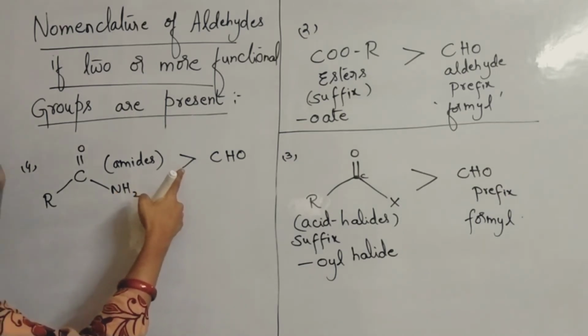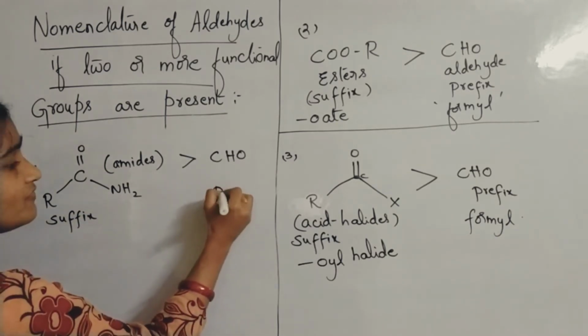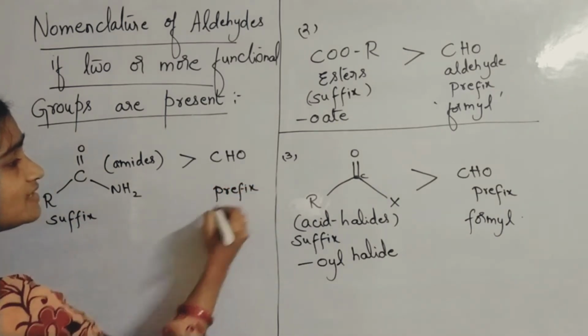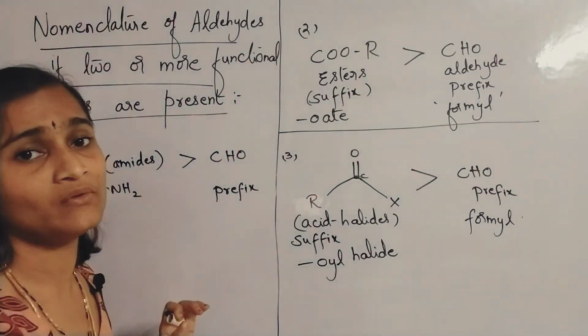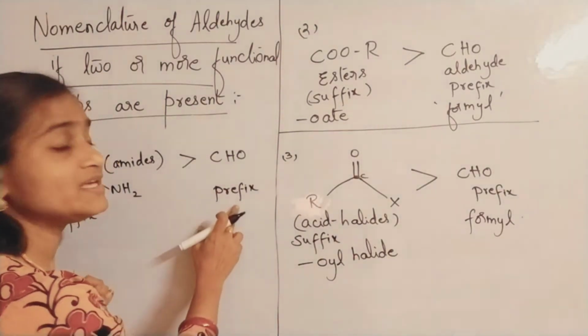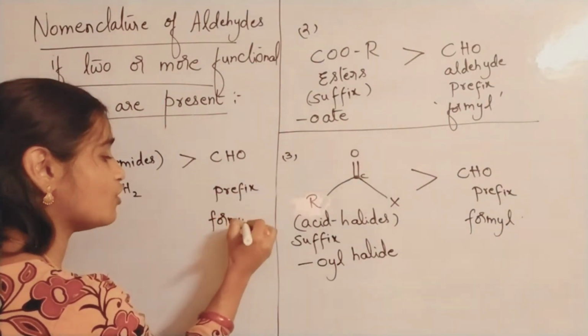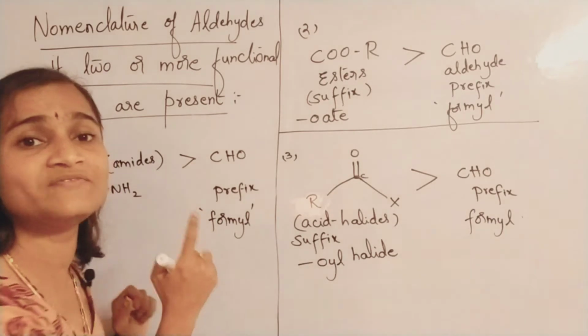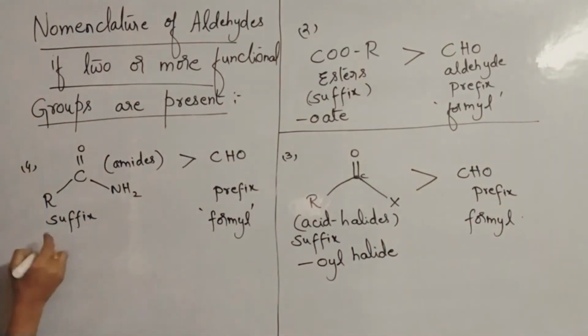I am giving greater than symbol. Please try to understand carefully. So you have to give suffix for amides and you have to give prefix for aldehydes. If aldehydes and amides both are there in the same compound, then you have to give prefix for aldehyde. The prefix, as usual, the word you will use is formyl, as prefix for aldehyde. And suffix for amides will be what? Carbamoyl.